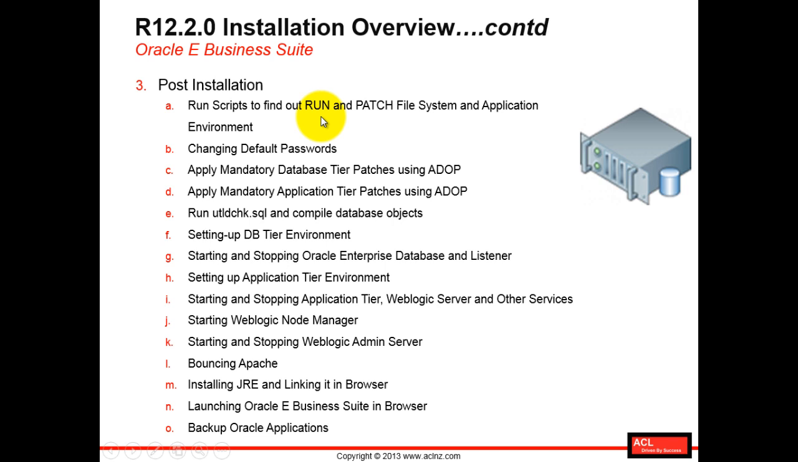So it's very important that you find out your environment details, and that's where we will run a script to find out those details. Then the next step is, if it's a production environment, you must change the default passwords. We'll understand how to go about changing those default passwords. But if it's a Vision instance, don't worry about it. You can leave the Vision instance as it is with the default passwords.